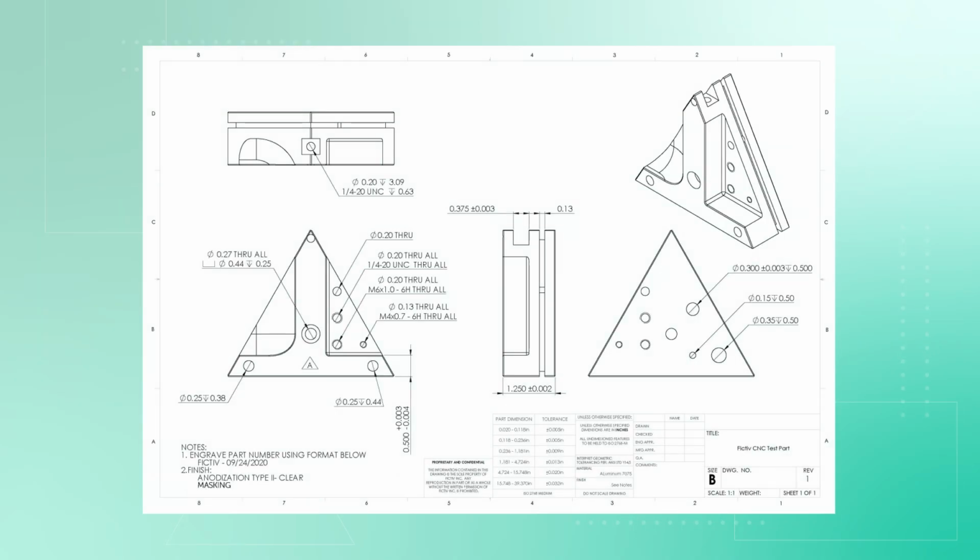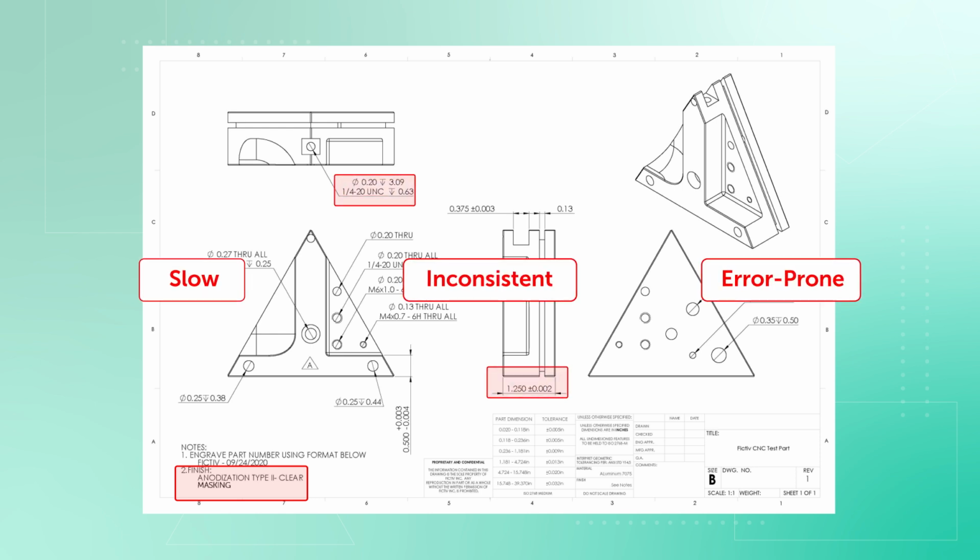When quoting a CNC part, manually verifying that all the specs in your 2D drawing match your platform configuration can be slow, inconsistent, and error-prone.